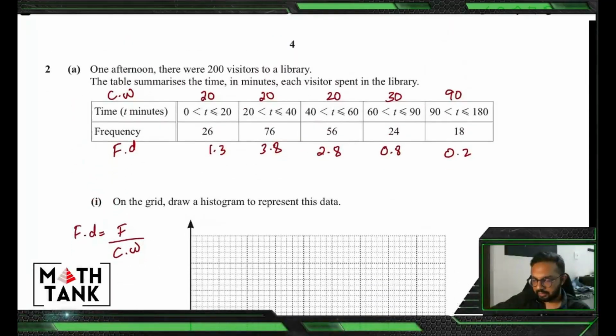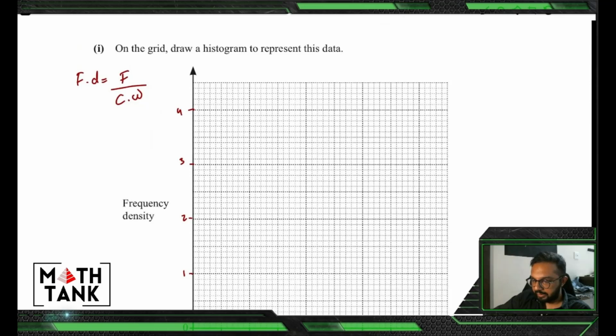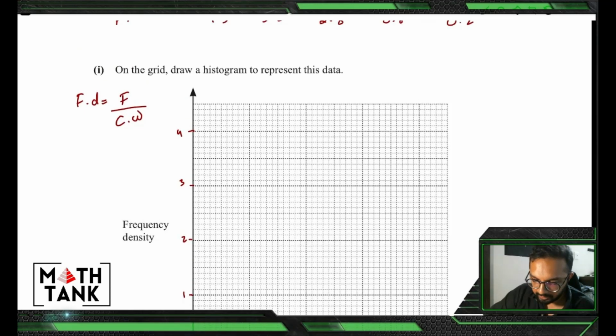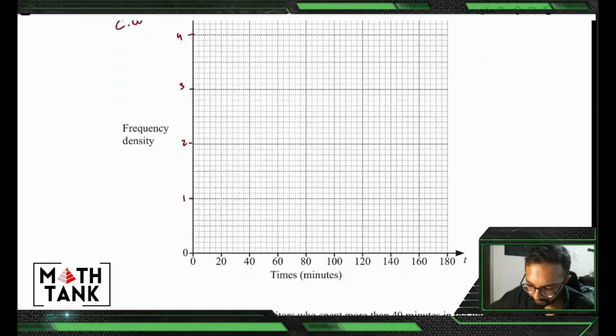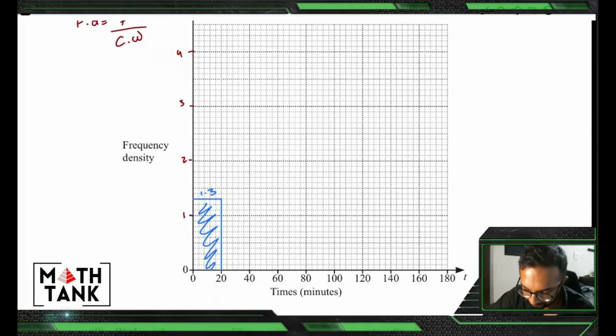Marking these, I have to go up to 3.8, so I'm just going to mark 1, 2, 3, 4. The first one has to go from 0 to 20, so I mark my axis. The first bar is from 0 to 20 and it has a height of 1.3. So that's the first bar. I'm going to write 1.3 on top. Then from 20 to 40, I have 3.8.